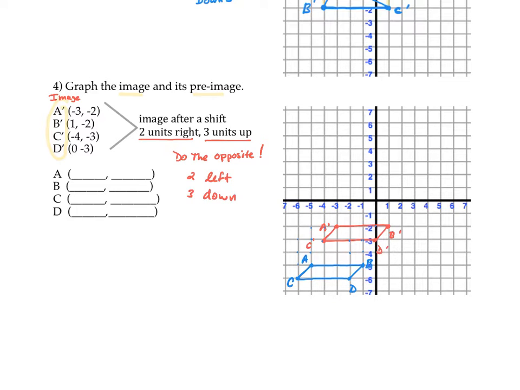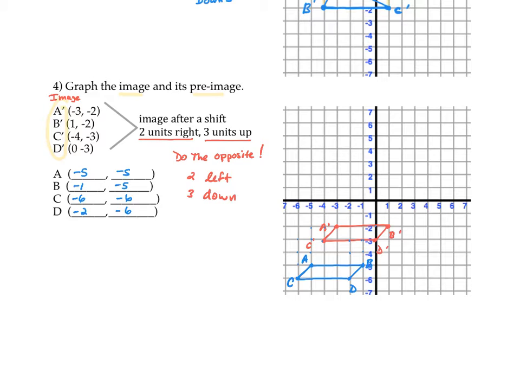Okay, let's take a look at those coordinates. Point A is at -5, -5. Point B is at -1, -5. Point C is at -6, -6. And point D is at -2, -6.